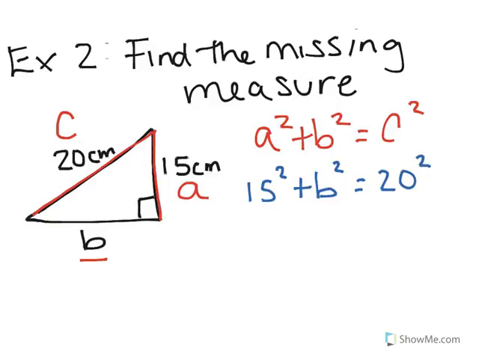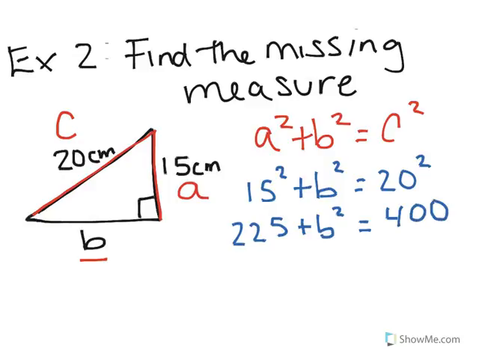So again, you can use your calculator, but 15 to the second power, when you check that in, is going to be 225. 15 times 15. Now I don't know what b squared is, so I'm just going to write that down. And that's going to equal 20 to the second power, which is 400.